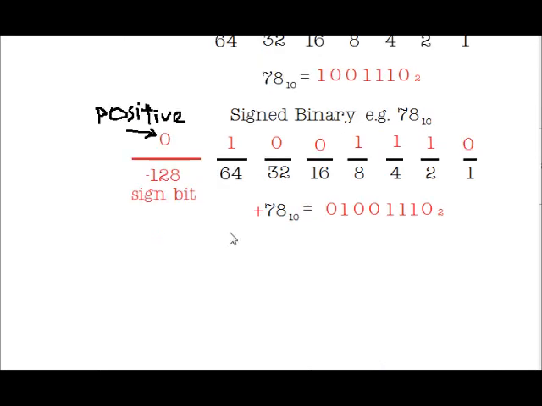So let's recap. To convert a signed decimal to a signed binary, we put the place values, and the most significant bit will be the sign value. So for a positive number, we'll put a 0 for the sign bit, and then we use the positional value method to get the rest of the values.